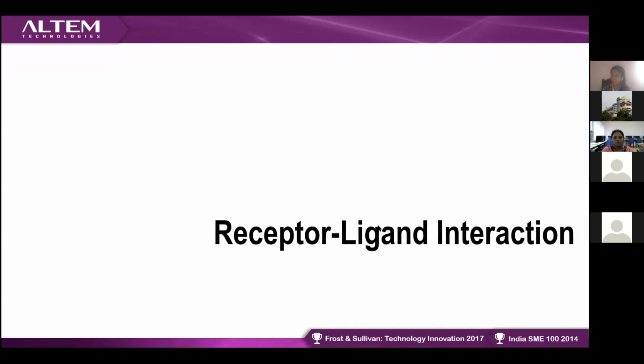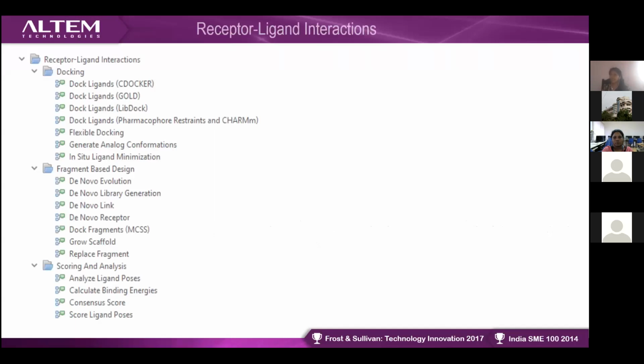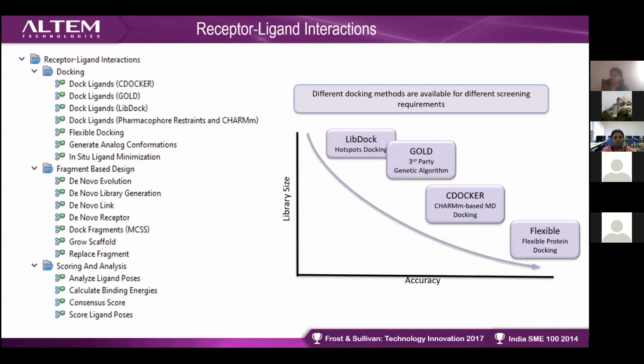In the case of BIOVIA Discovery Studio, there are some software available for docking. Say for example, you can go for LibDock, which will predict based on hotspot docking, and there is something called GOLD. GOLD is a third-party algorithm which has been embedded into Discovery Studio. Based on GOLD also you can do docking, and apart from that you can do it with CDOCKER. CDOCKER is completely based on MD docking. MD docking is nothing but molecular dynamics docking. I have already mentioned you can see your protein structure at the atomic level, and here what happens is you are doing your docking through a dynamic simulation level.